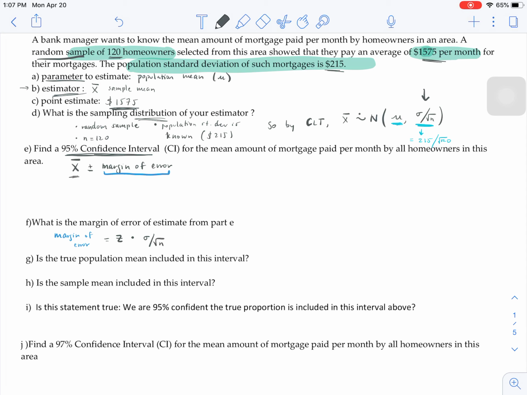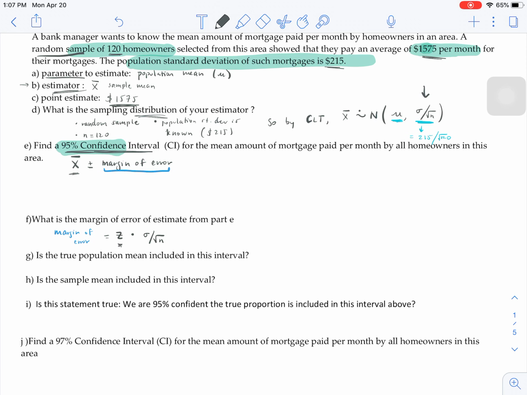The question is, how do we find this z value? We get this z value from the confidence level. We want to be 95% confident, so we'll find a value alpha, which is 1 minus our confidence level, which is 95%. This is 0.05. So we take 1 minus our confidence level.